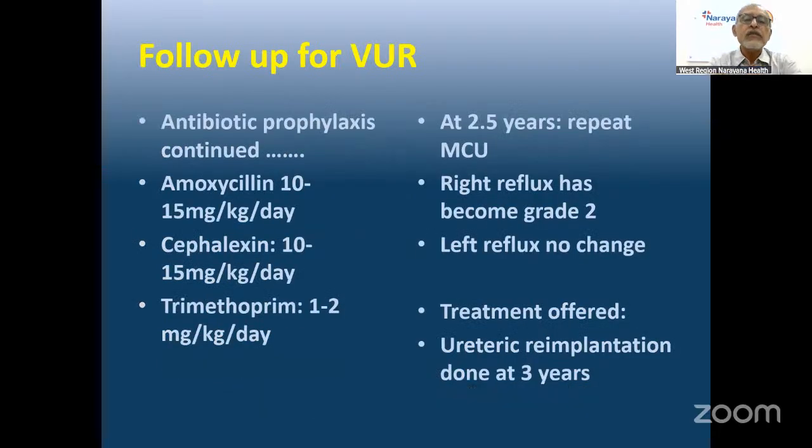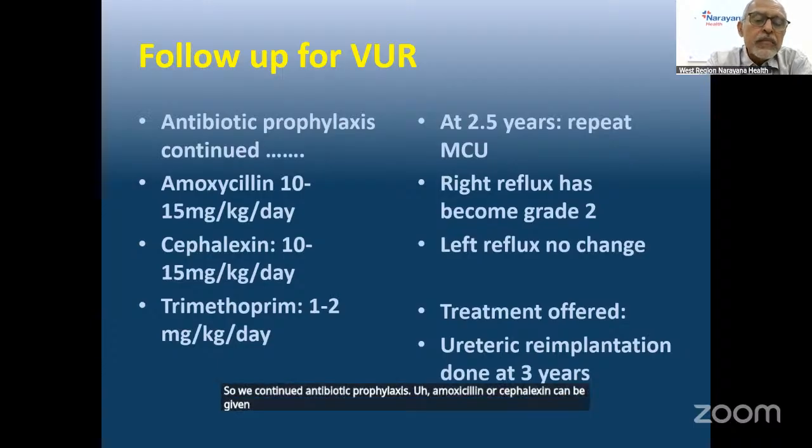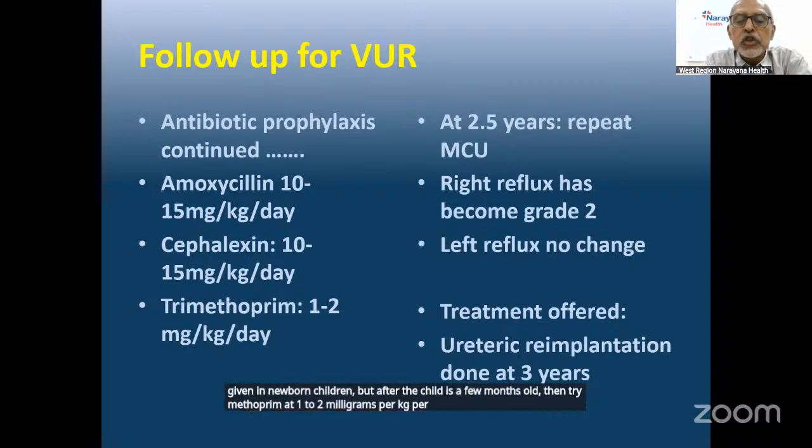We kept this child under follow-up for the vesicoureteric reflux. So we continued antibiotic prophylaxis. Amoxicillin or cephalexin can be given in newborn children, but after the child is a few months old, then trimethoprim at 1 to 2 milligrams per kg per day is the drug of choice.